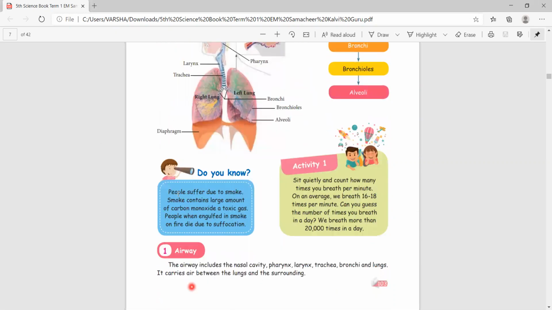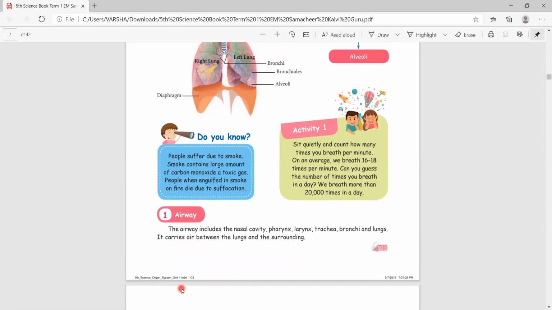You know, people suffer due to smoke. Human beings suffer due to smoke, and this smoke contains a large amount of carbon monoxide. This is toxic. It is harmful for our body if we breathe it. People who are caught in smoke from a fire can have many lung problems, breathing problems, and so on.